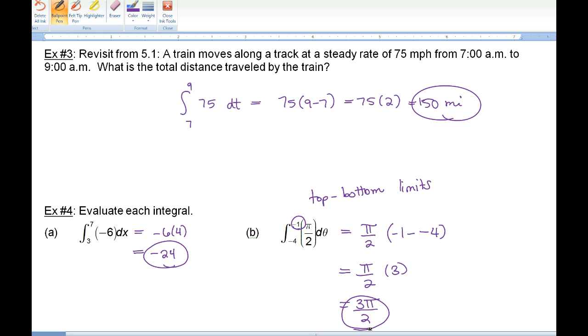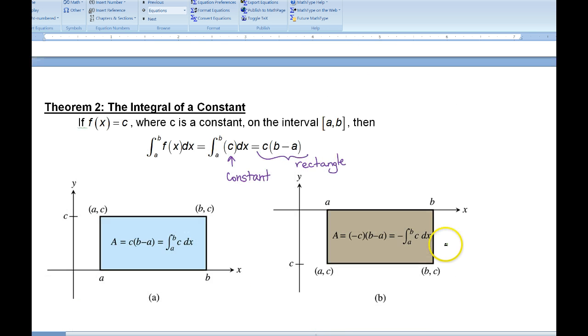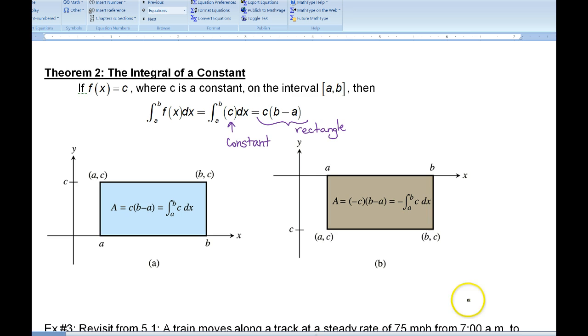Remember, these are the types of problems where you could just plug this into your calculator. Notice it says d theta. You could just make that dx for this one. It doesn't really make a difference. This one? It's below the x-axis, so it just means your area will end up being negative.